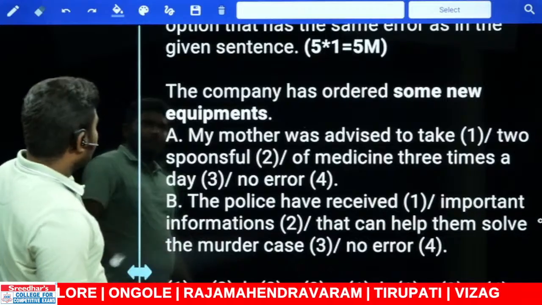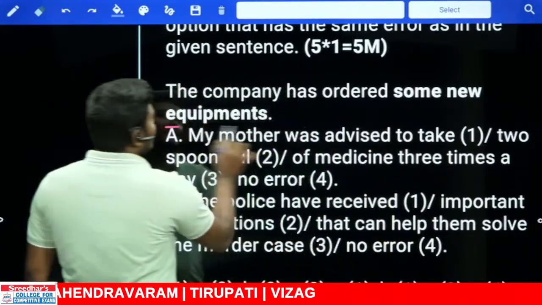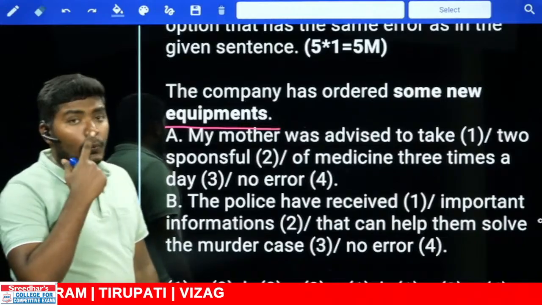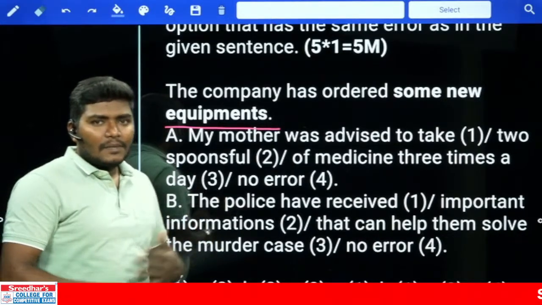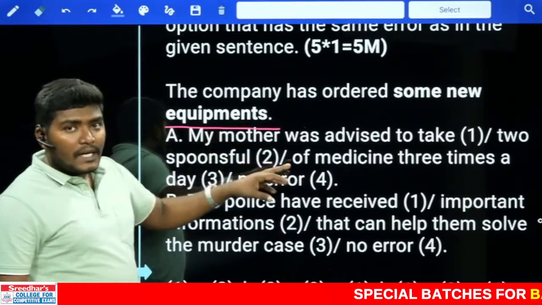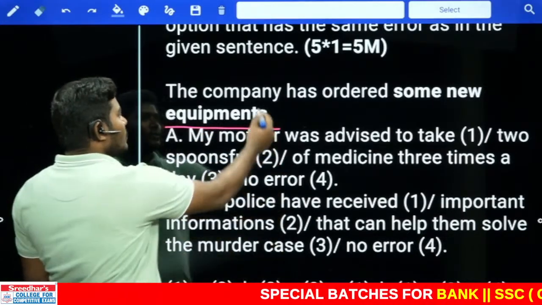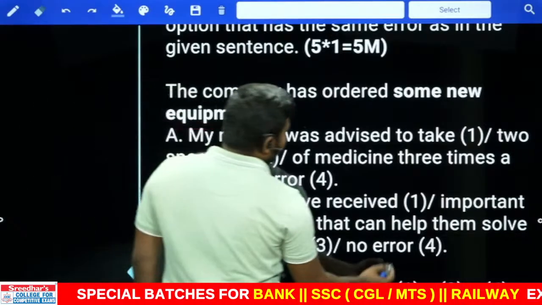Next, 155, the last one today. Look at this statement. The company has ordered some new equipments. Look at this. This is the rule which we regularly see in terms of nouns. Some nouns are always singular, some nouns are always plural. This is the nouns rule. Okay. There is no word in English as equipments. The word is only equipment. It is always singular. So the error is in terms of nouns.